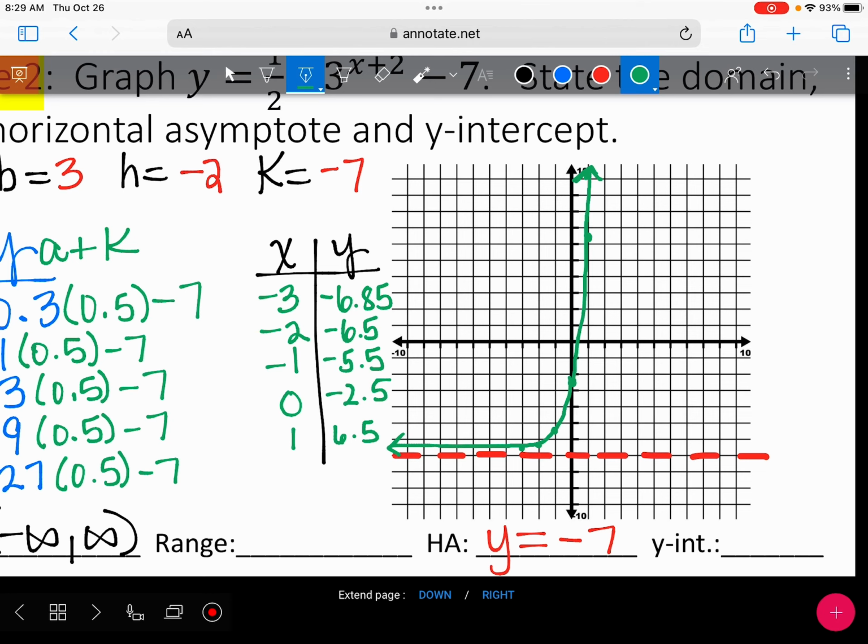So the lowest y value is -7. It's never going to be -7 though. So that's why -7 gets a parenthesis, and it's increasing to positive infinity.